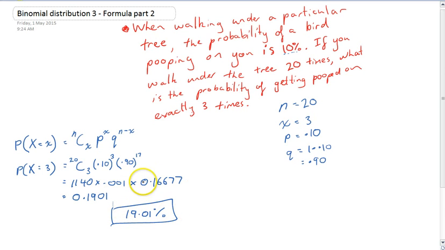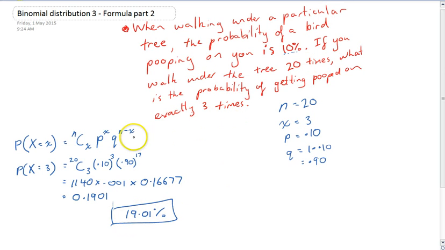The probability of getting pooped on 2 times is probably a little higher than that, is my estimate. The probability of getting pooped on 4 times is probably a little lower than that. Now, the probability of getting pooped on 20 times is almost impossible, but there would be a small probability if you're really unlucky. And the probability of getting pooped on 0 times is smaller than this, but if you were lucky, you could probably get away with it.